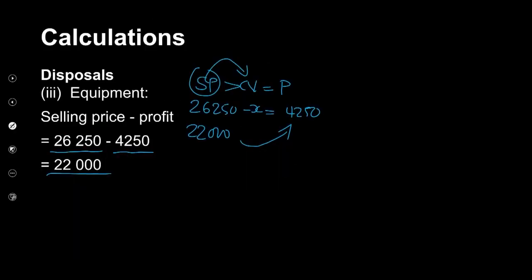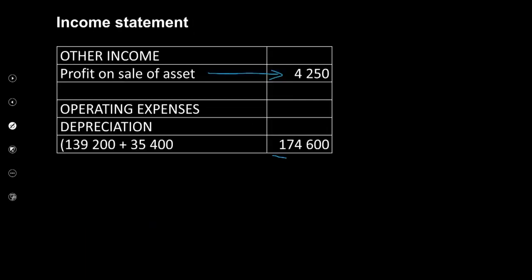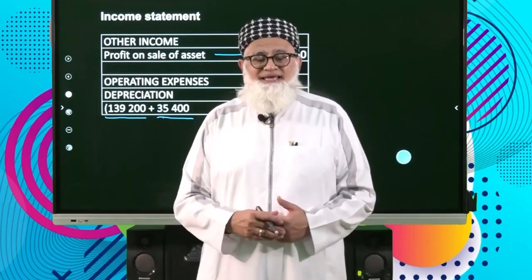Therefore, in terms of my income statement or my statement of comprehensive income, depreciation: there's the vehicles, there's the equipment. Add the two together and you're going to get your total depreciation that needs to appear in your statement of comprehensive income, also known as the income statement.